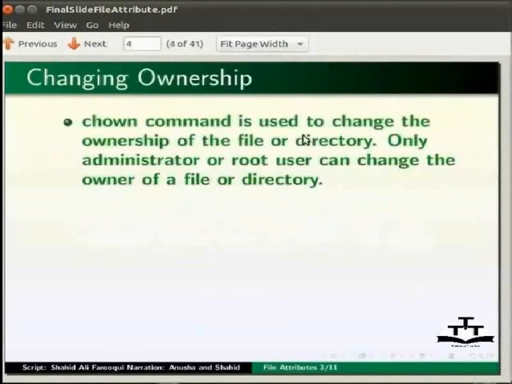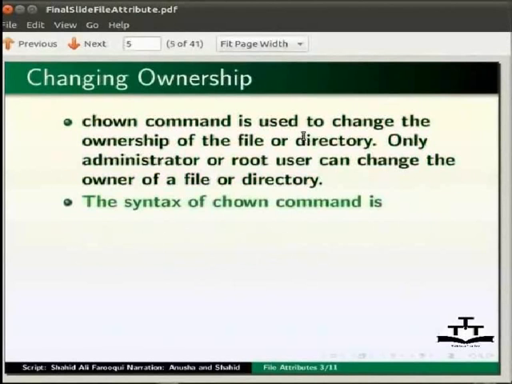The chown command is used to change the ownership of a file or directory. This is an admin command. Only the root user can change the owner of a file or directory. The syntax of the chown command is: chown space options space owner name space file name or directory name.